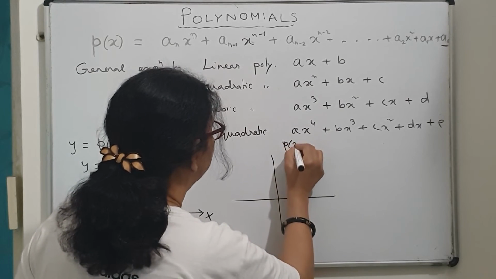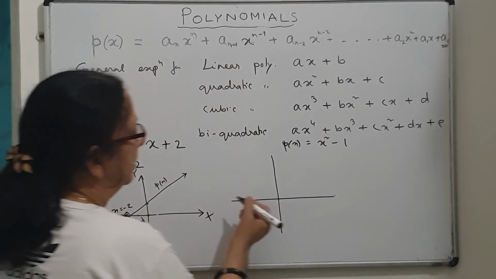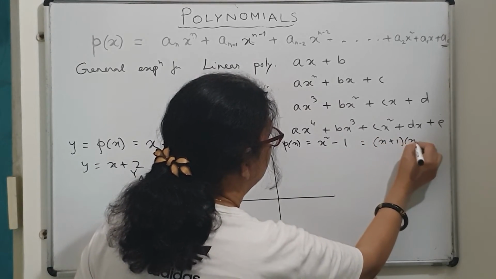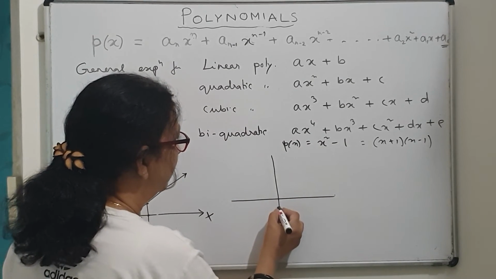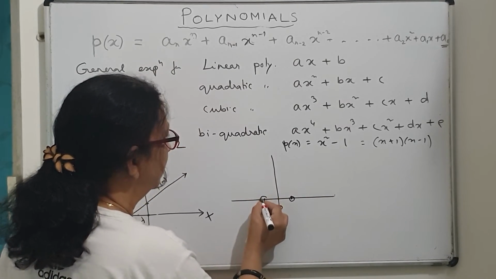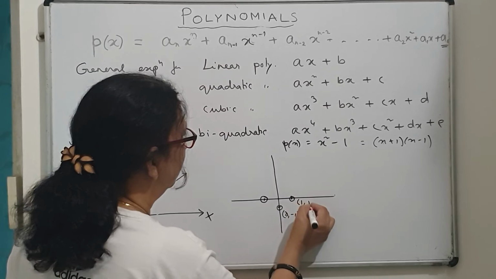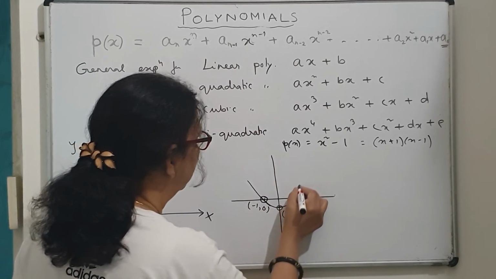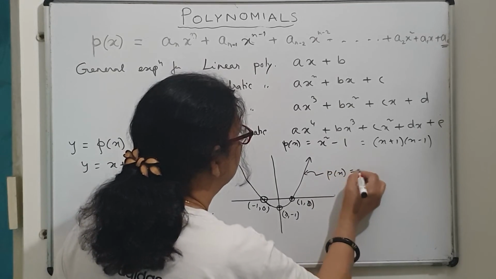say p(x) is equal to x square minus 1, then I know the zeros are given by the factors of x square minus 1. So when x is 0, y is minus 1, so it will be here. And when x is plus 1, y is 0. So the points are (1, 0) and (minus 1, 0). So if I plot, this is p(x), x square minus 1.